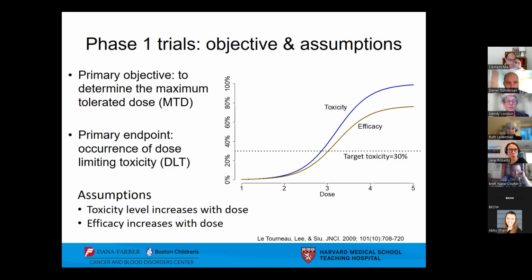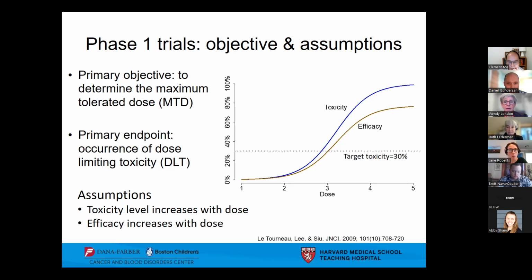To identify the maximum tolerated dose, we're going to look for dose-limiting toxicities in the patients. These are toxicities that are fully specified in the protocol, well-defined in advance of activating the trial. So it's very objective in counting a dose-limiting toxicity. So from now on in the presentation, I'm just going to call it a DLT, and I'll call the maximum tolerated dose an MTD.